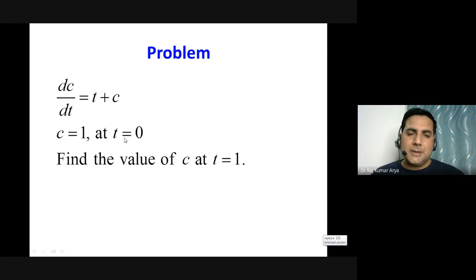So far we have just talked about the various methods. Most of them you already know. Only Milne's method and Adams methods are the new ones to you, right? The rest of the methods you already know, correct?